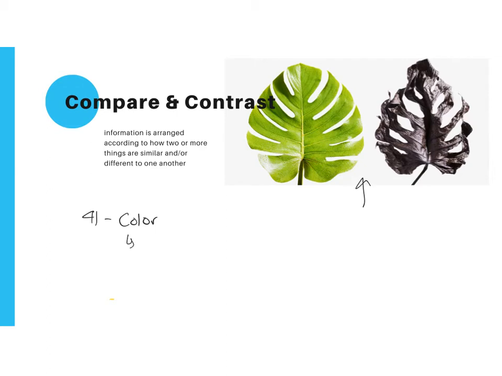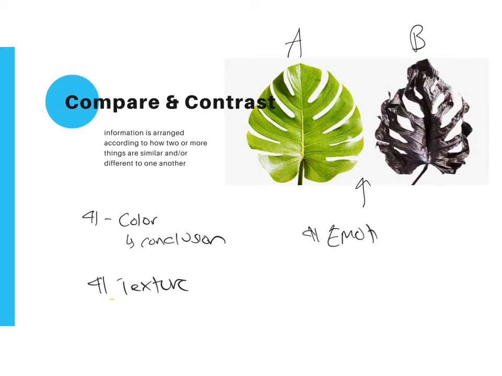And then within that same paragraph, I've talked about the color of leaf A and the color of leaf B. I would draw some sort of conclusion about this. So the differing colors give us different moods. The differing colors show us if the plant is alive or not. I would then go on and continue to do that with the different topics that I wanted to take up in my imaginary essay about these two leaves. So I might do texture, and I might do emotions invoked by seeing the different leaves.